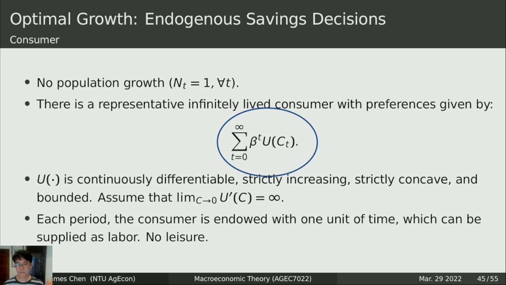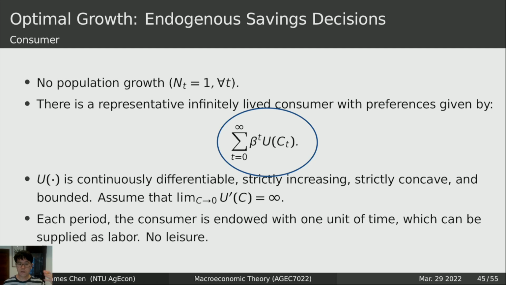These are just useful in terms of proving existence. Actually, it doesn't matter that much, but basically this is just assuming that the function has some good behavior. Strictly increasing makes sense. Strictly concave is for convergence, for the model to have an equilibrium, and bounded is just making sure that the function doesn't blow up, doesn't have an infinity.